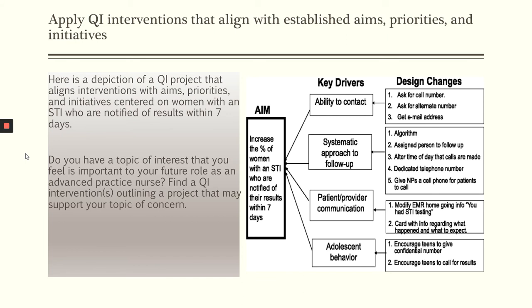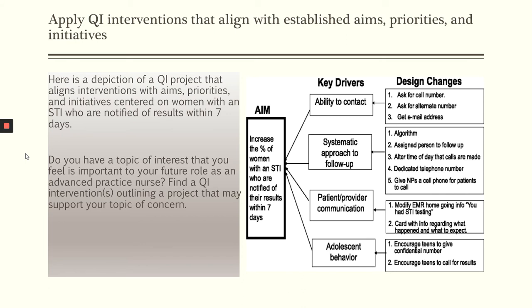So here the aim is to increase the percentage of women with an STI who are notified of their results within 7 days. So here are the key drivers that have pushed this to cause design changes to occur. The key drivers are the ability to contact patients, the systematic approach used for the follow-up, the patient-provider communication, and they've added here adolescent behavior. I'm not quite sure what that was part of, but I just extracted this from an example. But at least focus on the first three. That would make more sense to us.